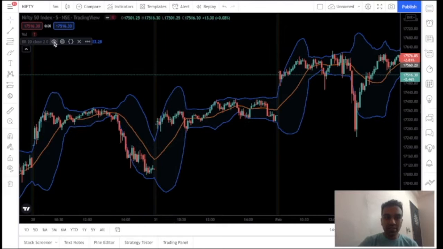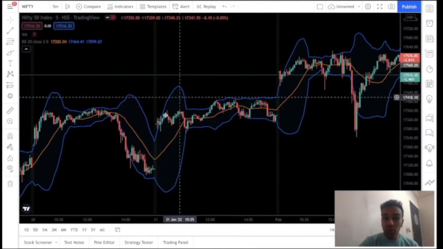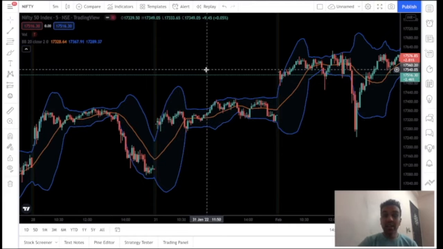So what that means is if I go to the settings here, you can see I can change the length of the moving average. I can make it a 50-day moving average if I want, or I can make it a 20-day moving average, and I can change the standard deviation to values like 1, 2, 3, or whatever I want. So the point of the standard deviation is that it tells you how overstretched the market has come from its median value.